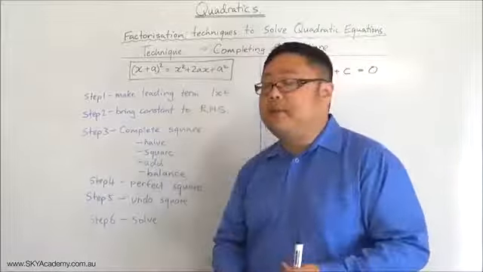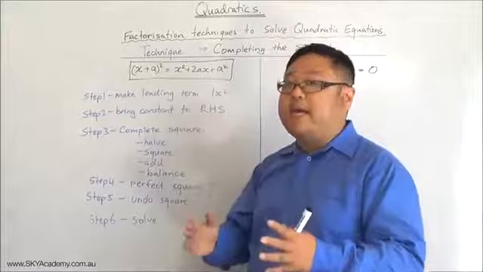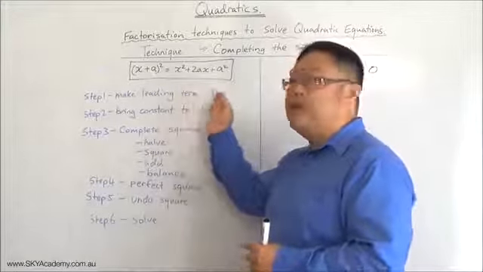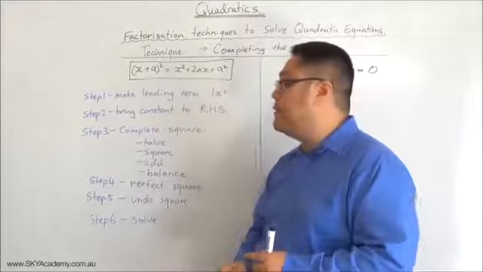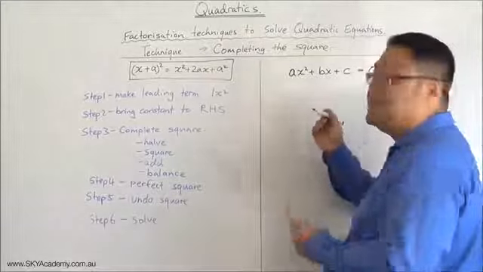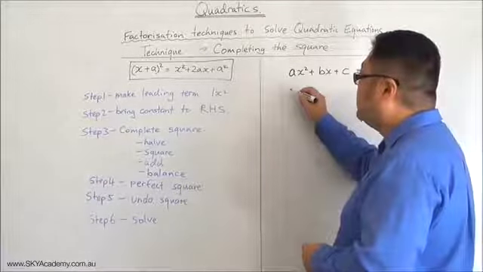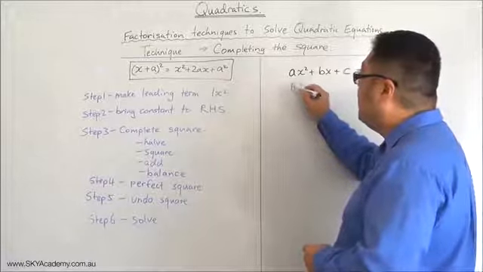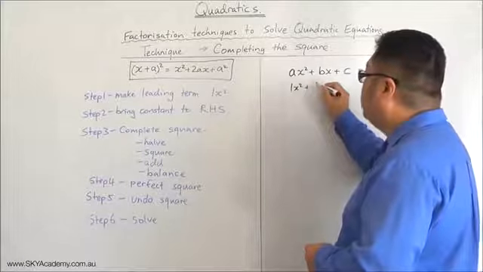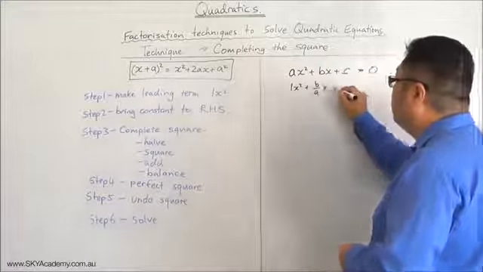Okay, so you've probably been wanting to know this. Alright, step one is you make the leading term 1x squared. Okay, so let's do that with this particular example. You have to divide everything by a, alright? So you've got 1x squared plus b over a x plus c over a equals 0.